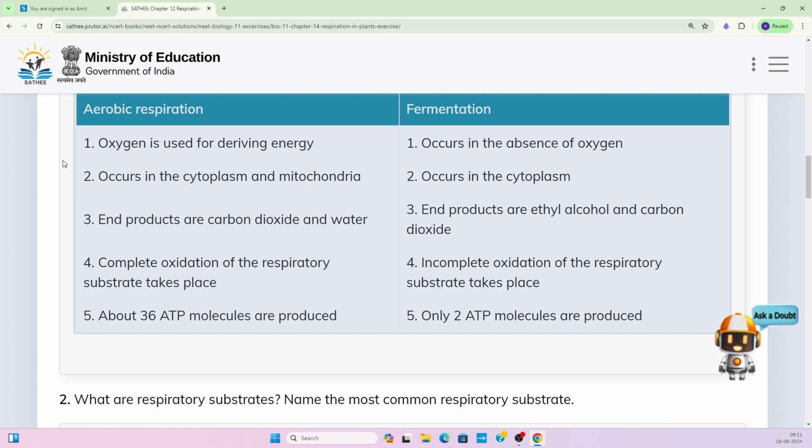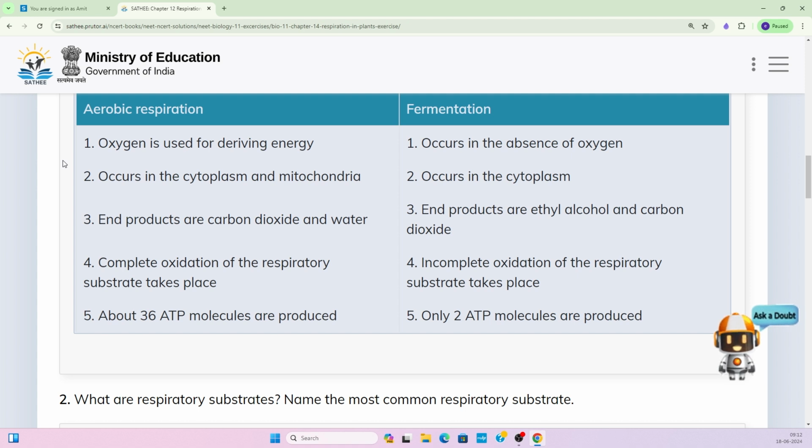Next, complete oxidation of the respiratory substrates takes place in aerobic respiration. Whereas in the fermentation process, incomplete oxidation of the respiratory substrate takes place. So this is one of the major differences between these two.